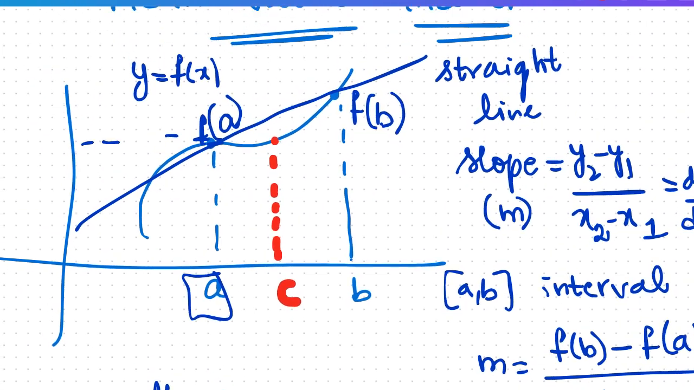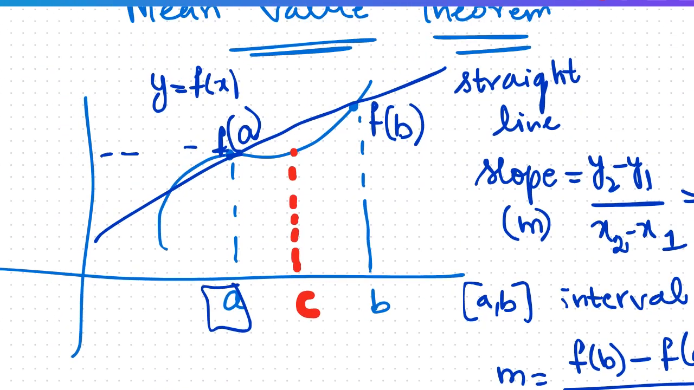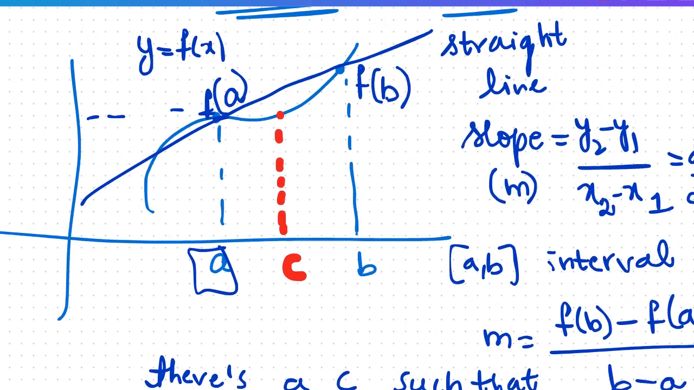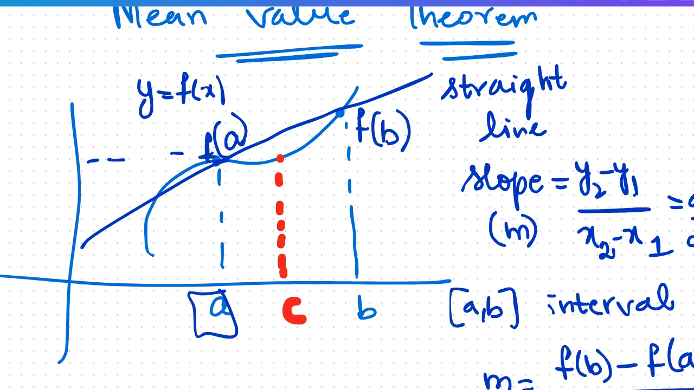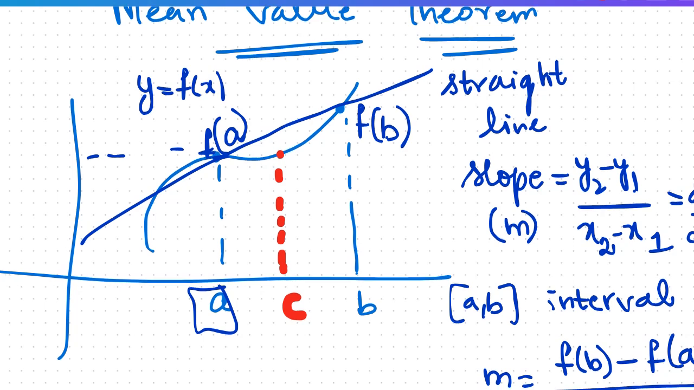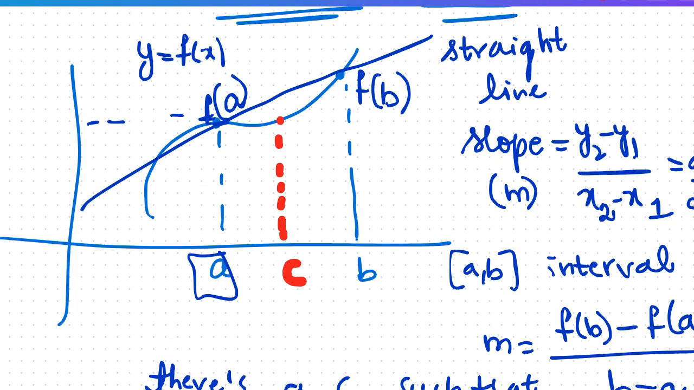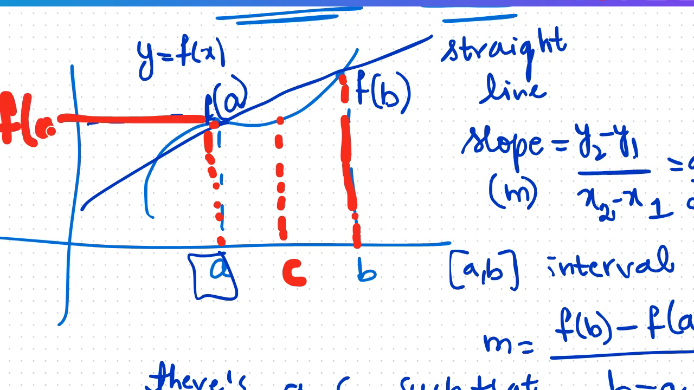So graphically speaking, look at the graph. On the y-axis we have to take f of a and f of b, the y values at a and b. This is f of a. This is f of b.